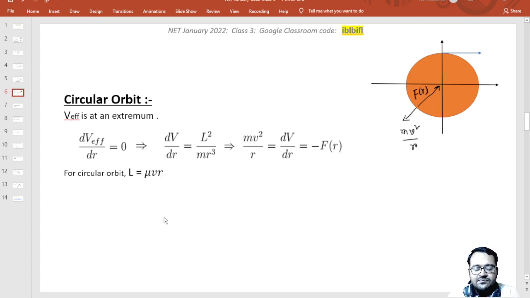Circular orbit is a special case for any central force, not only an inverse square force field, and it is an important thing to be considered. If something is moving in circular motion, the central force between two particles should be equal to mv square by r, the centripetal force. So the force should always equal mv square by r for a circular orbit.